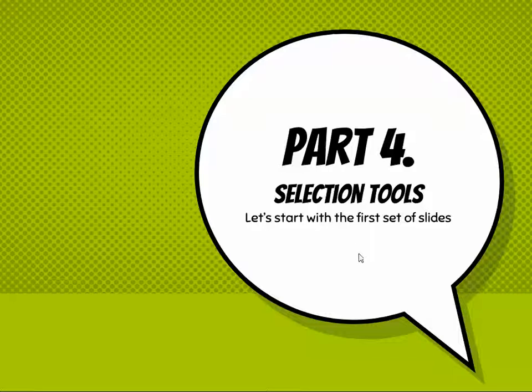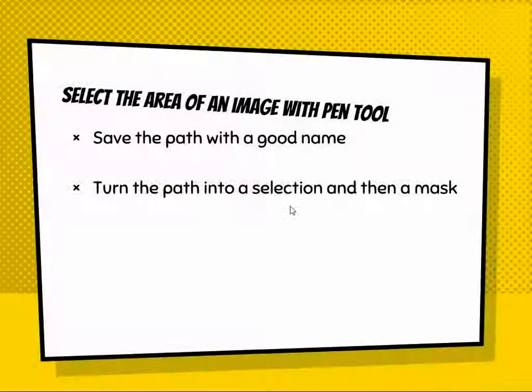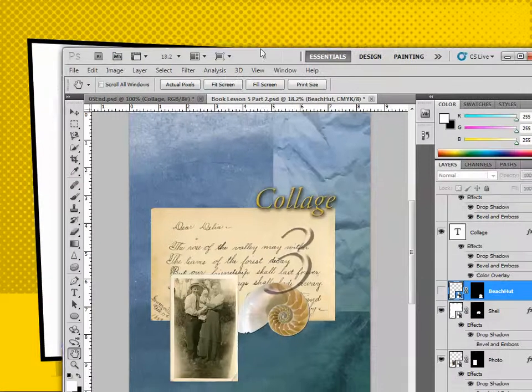Ladies and gentlemen and graphic designers, we're going to do part 4 of Photoshop Lesson 5. We're going to learn to play with some of the selection tools. And the first selection tool we're going to play with is the pen tool. So here's what we're going to do.